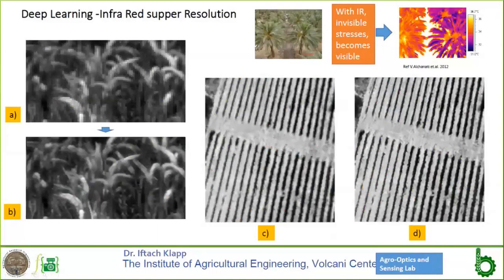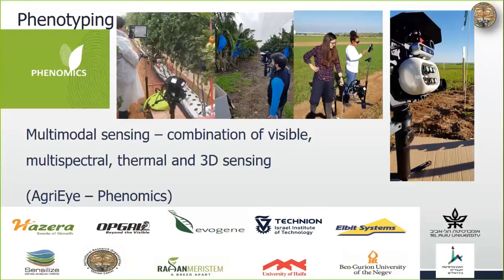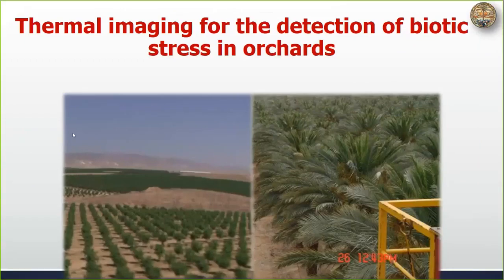We do it also in the field. An example of that is in the range of biotic stresses in orchards, where we have found that thermal imaging can detect the red palm weevil damage. And just an example is a map that we can produce here from thermal imaging that can detect with an accuracy of 75% potential trees that are infected by this pest.